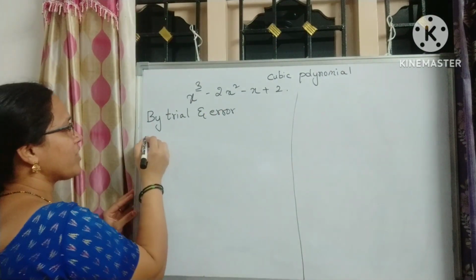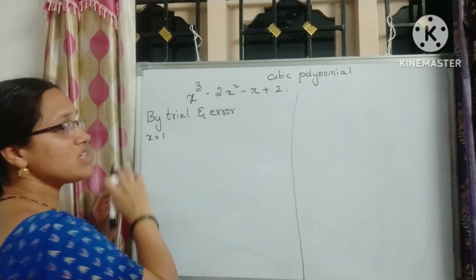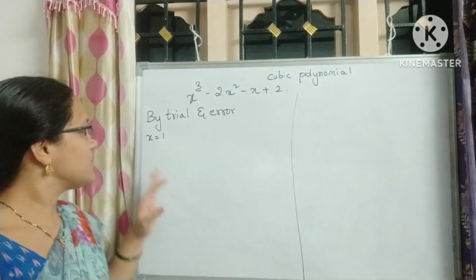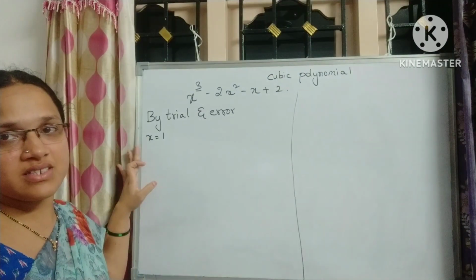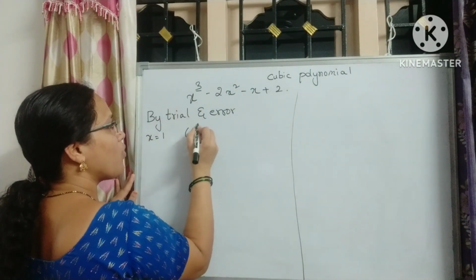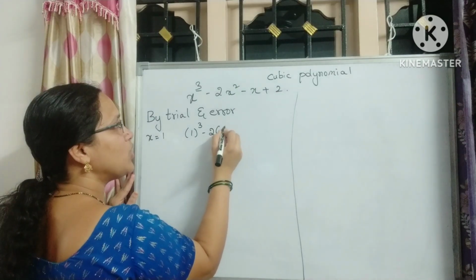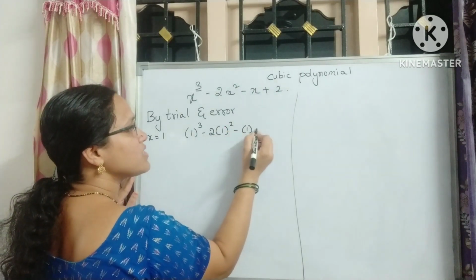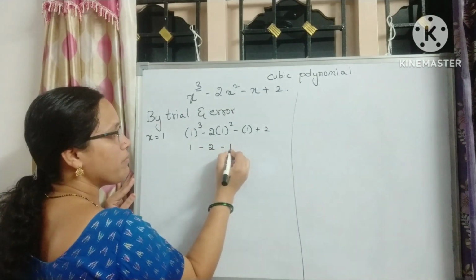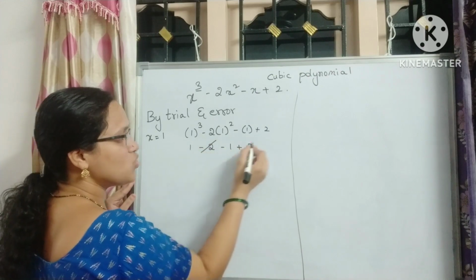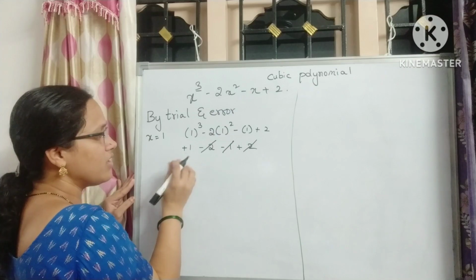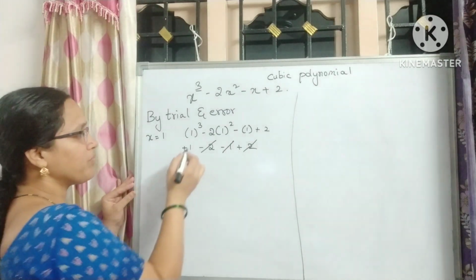So now come on, let's try. x is equal to 1. Why can't I take a negative number? Why can't I take a positive number? First I will start with x is equal to 1. Substitute the value of 1: 1 cube minus 2 into 1 square minus 1 plus 2. Solve it out, children. 1 minus 2 minus 1 plus 2. Minus 2 plus 2 cancel. Minus 1, and as there is no sign, it means plus. So plus.